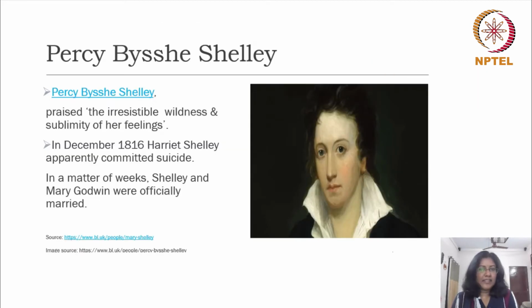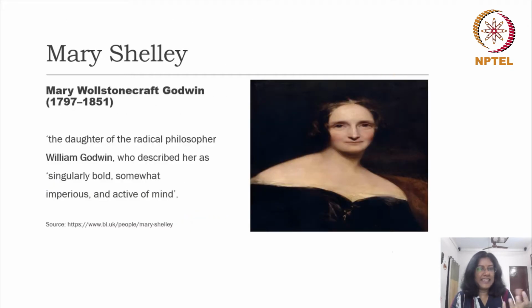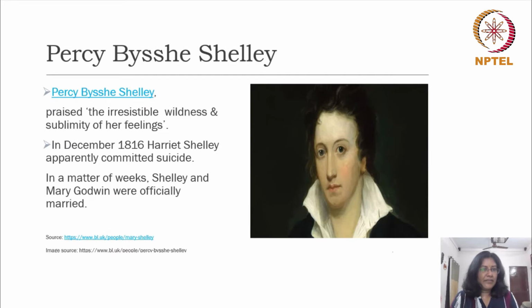And now let's look at the husband, who was Percy Shelley. So Mary Wollstonecraft Godwin married Percy Bysshe Shelley, and Shelley praised the irresistible wildness and sublimity of her feelings. So you can see the kind of similarity of judgment in some ways. While Percy Shelley calls her character wild, irresistibly wild, and you can see the father calling her singularly bold. So you can see her as a woman who had a very fierce streak of mind, a very active and fierce streak of mind, which Percy found irresistible.